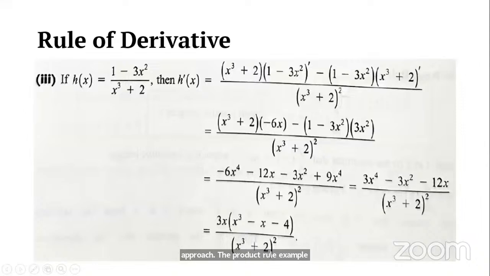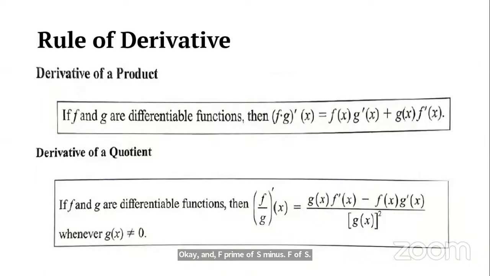Now, let's talk about the quotient rule example. The quotient rule says that if you have h prime of s, with f divided by d, you have d of s into bracket f prime of s minus f of s d prime of s, all divided by d of s squared. This is the quotient rule. That's what I just mentioned right now. So let's apply this rule for our example.